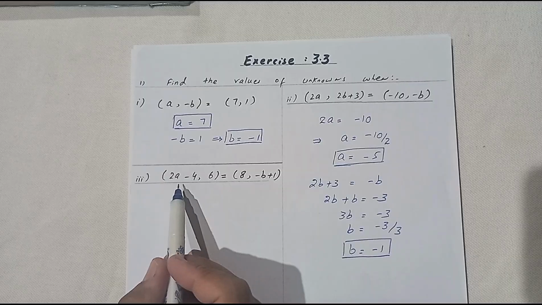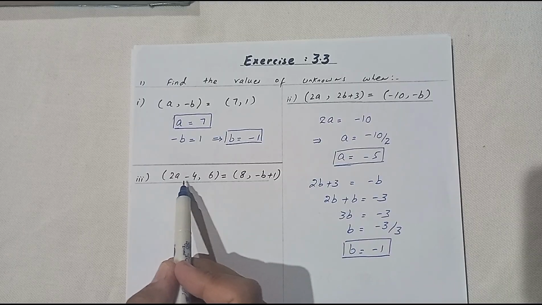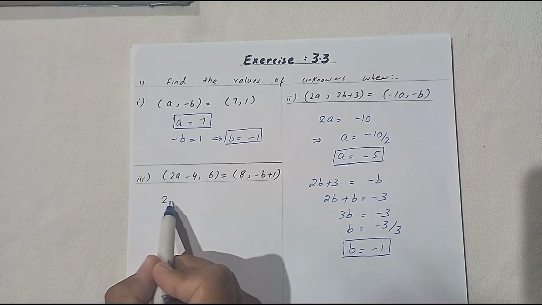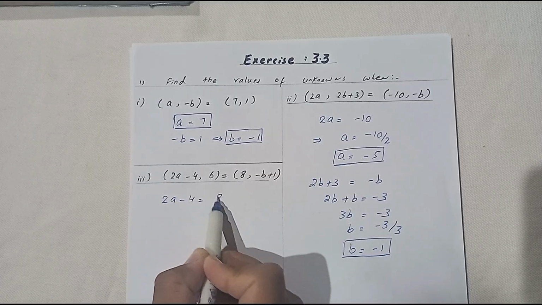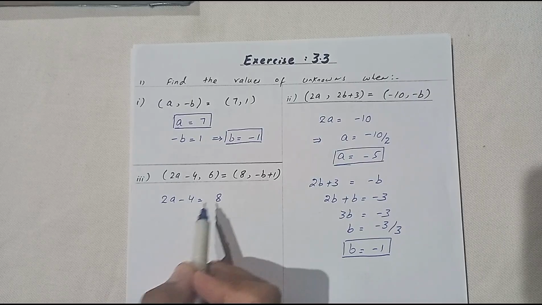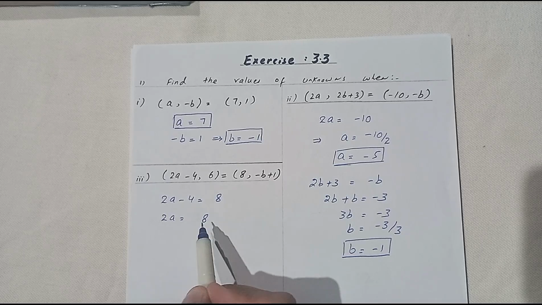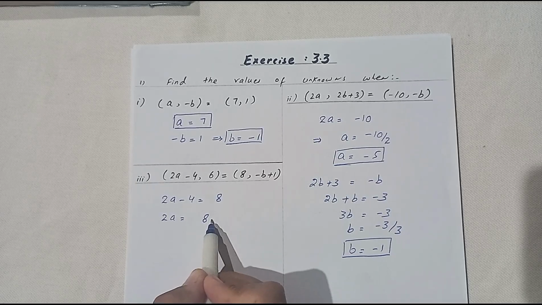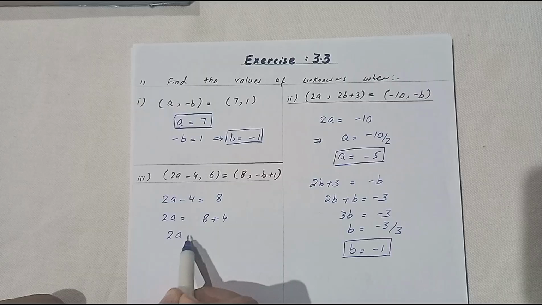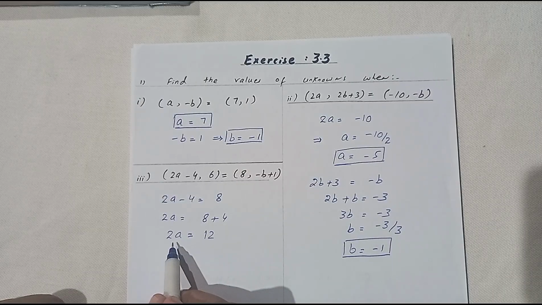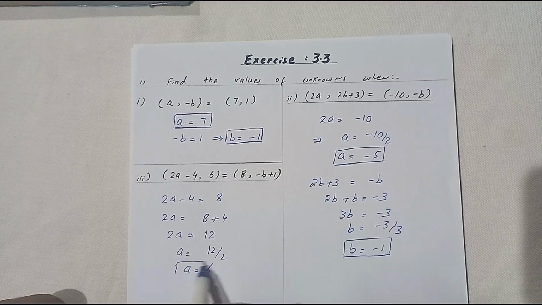In the third part, the first element of the first ordered pair is 2a minus 4. It equals the first element of the second ordered pair, that is 8. So the equation becomes 2a minus 4 equals 8. Here we combine the constants: we add 4 on the other side of the equation, 8 plus 4 equals 12. 2 and a are multiplied, so 2 is divided on the other side of the equation. So the answer for a is 6.